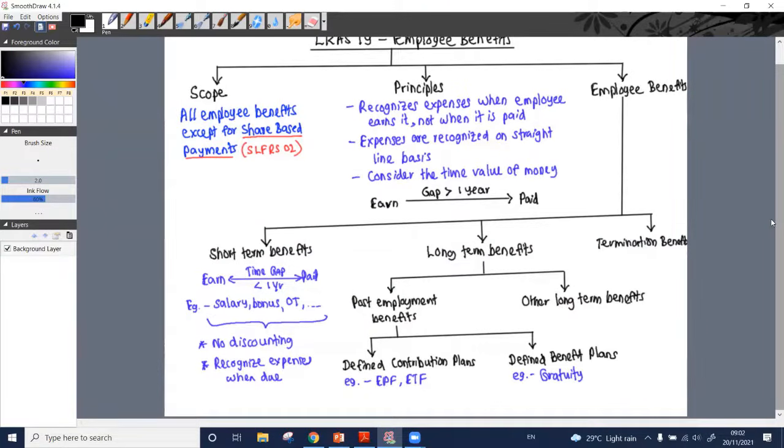Right? The company or the employer can make such an offer. That is also becoming a termination benefit.